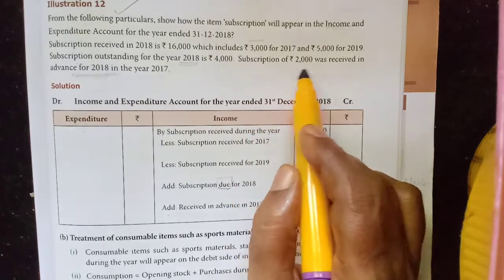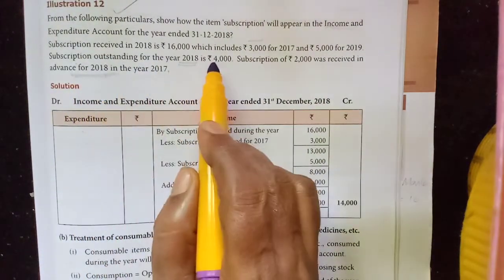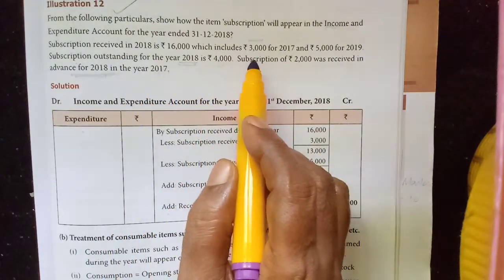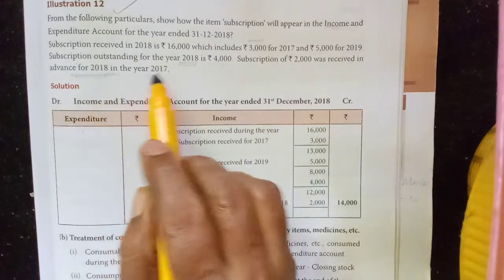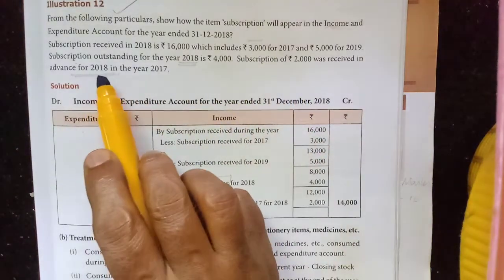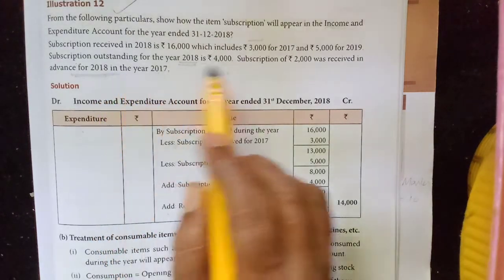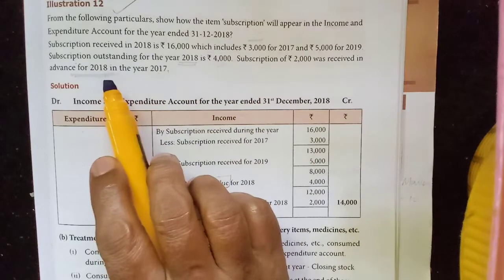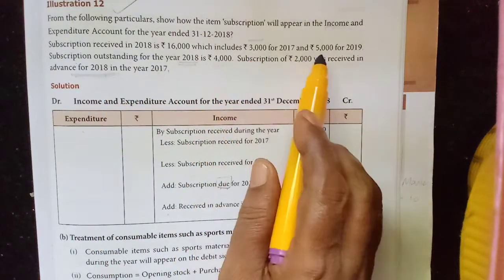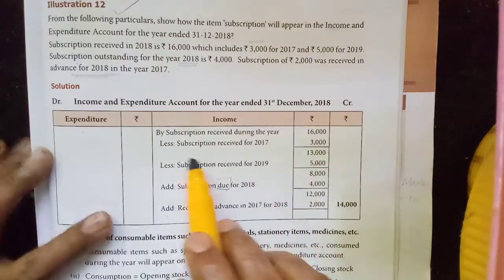Then subscription of 2000 was received in advance for 18 in the year 17. But in 17 itself they have received it. But this subscription is related to which year? This is for 2018. So this also we have to add. 2000 and 4000 should be added. 3000 and 5000 should be deducted. Okay, one by one we have done.